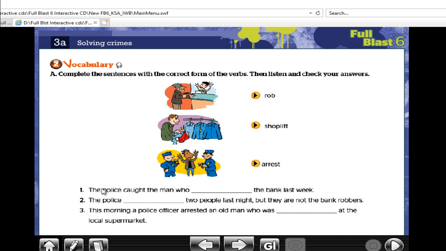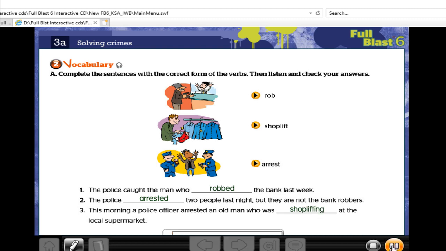Okay, number one. The police caught the man who blank the bank last week. Who what? Excellent. Who robbed the bank? Robbed the bank. Okay. The police blank two people last night, but they are not the bank robbers. The police arrested. This morning, a police officer arrested an old man who was blank at the local supermarket. Remember supermarket? So he was shoplifting.